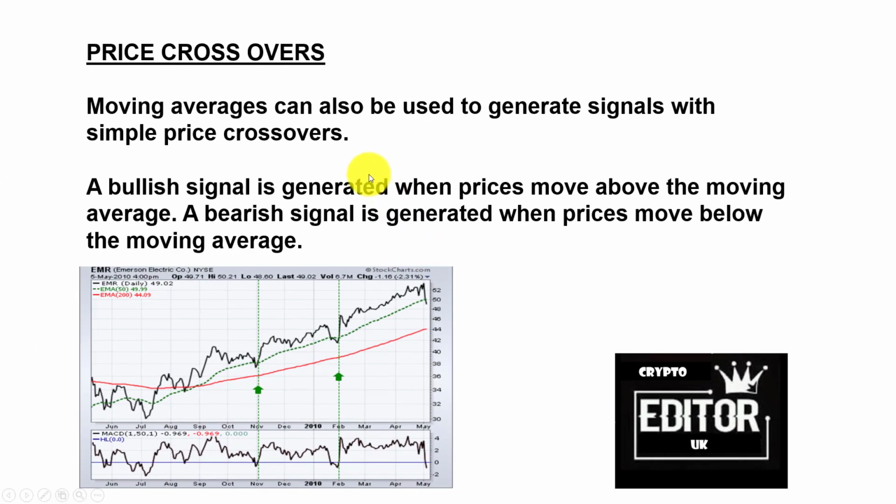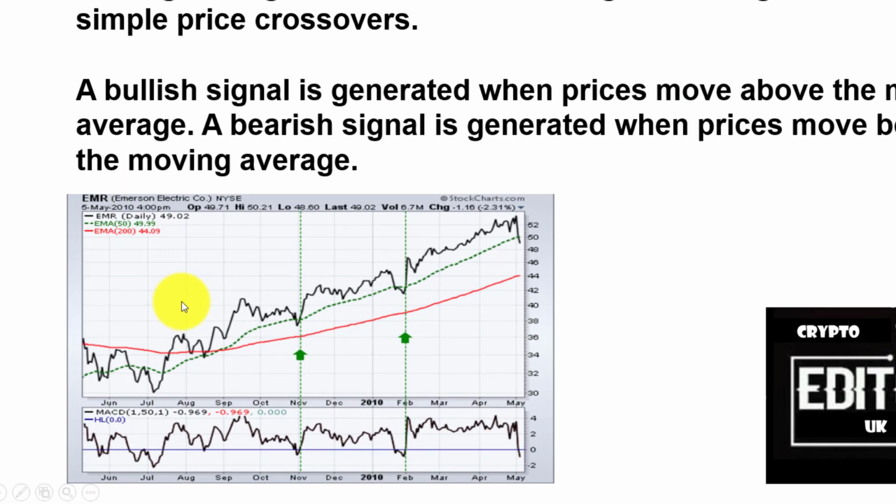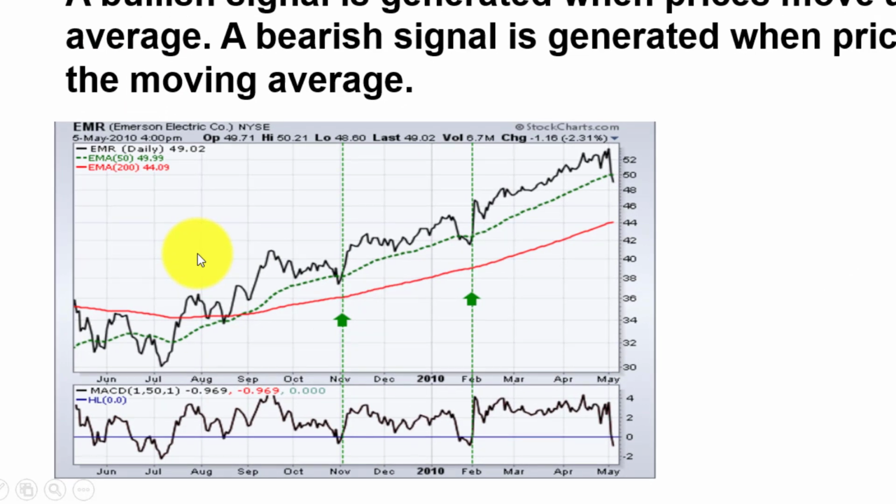So price crossovers. Moving averages can also be used to generate signals with simple price crossovers. A bullish signal is generated when prices move above the moving average. A bearish signal is generated when prices move below the moving average. So, taking a look at this chart here, it would indicate a bullish signal when prices move above the moving average, okay?